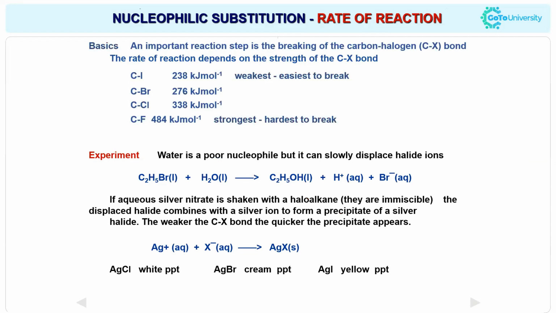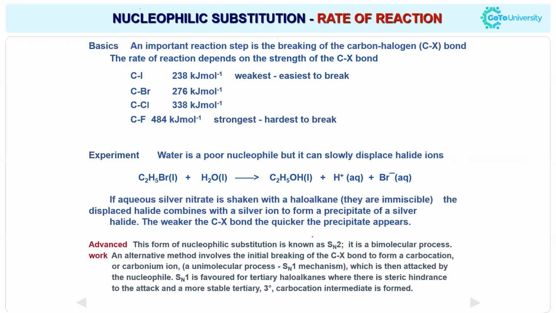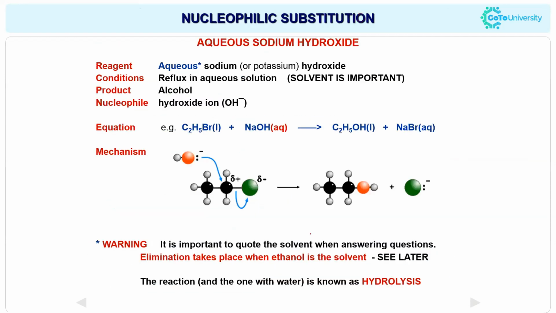Here we can see an example as well. Bromoethane reacts with water, producing ethanol, H+ ions and Br- ions. And this is another one: Ag+ plus X- producing AgX. So these are experimental evidences. Okay.